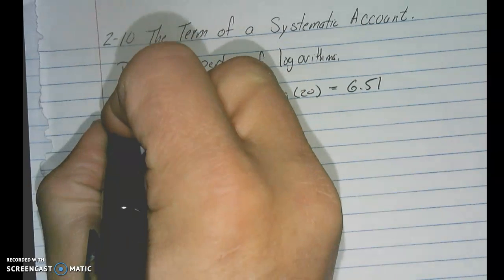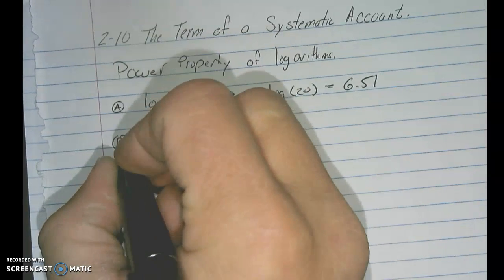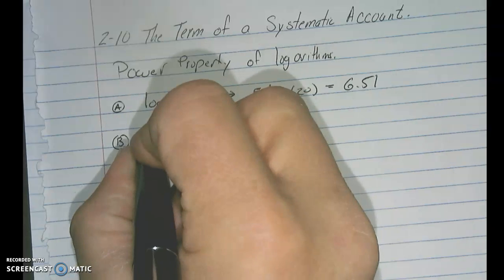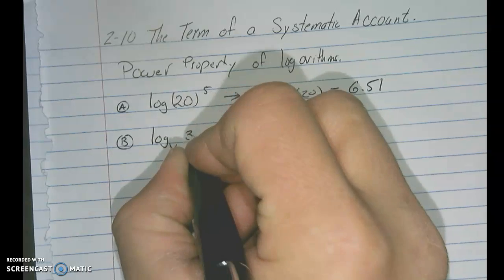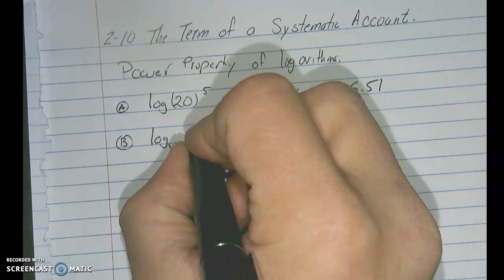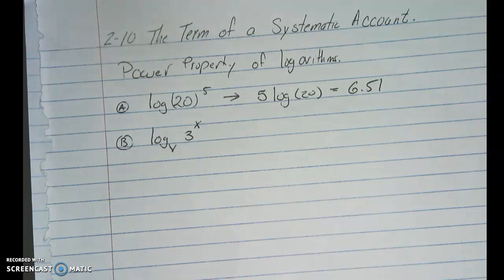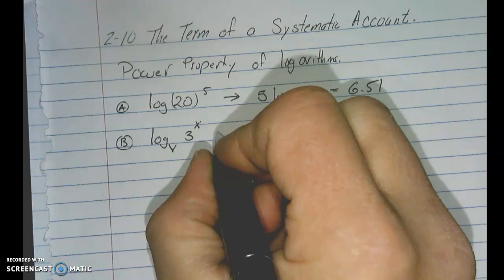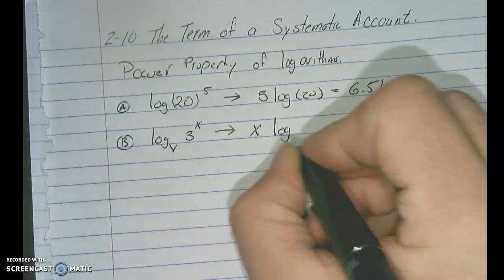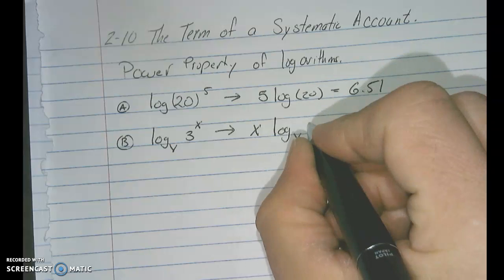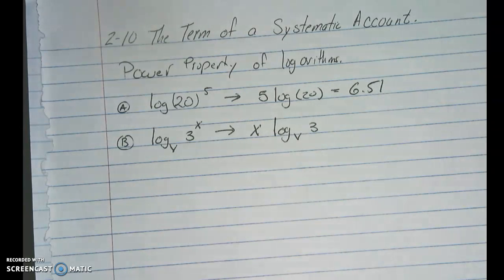And then we're also going to do stuff with numbers and letters. So we do something like the log of v to the 3x. What we would get is you just put that x in front. Make sure you put the base there, and you put your value, and that's your answer, because we don't know what x and v are. So we just leave it like that. Okay.